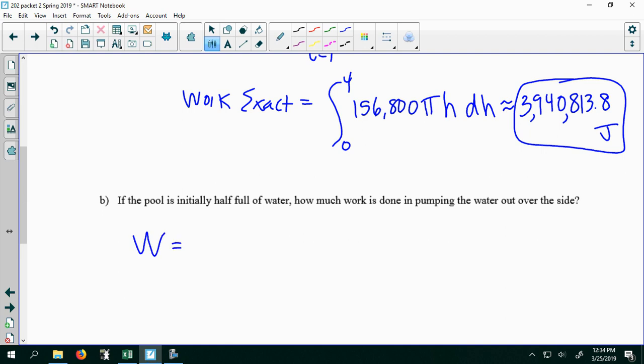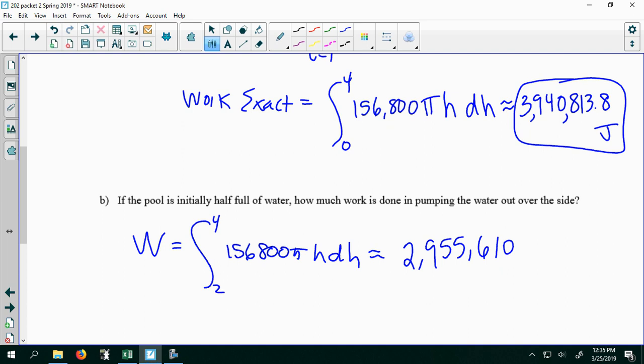So my work here is the same setup as the previous problem, 156,800 pi h dh, but the bounds are from 2 to 4. The slice of water that's closest to the top of the pool has to move 2 meters, and then the one furthest has to move 4 meters. So this comes out to approximately 2,955,610.4 joules.